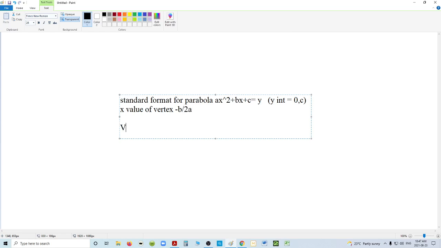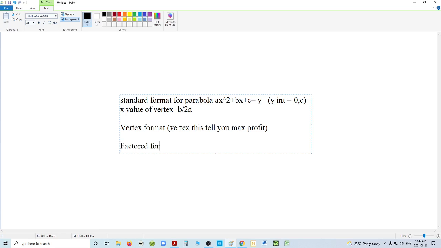The next one is the vertex format, which obviously will tell you the vertex, and this will tell you max profit. So if it's a max profit question, you know you need the vertex format, or you need to find the vertex. The vertex format is y is equal to a(x minus h) squared plus k, I think they call it. Then there's finally the factored format. I think that's it. The factored format is y is equal to a(x minus p)(x minus r) or something silly like that.